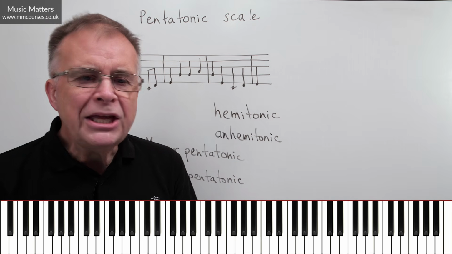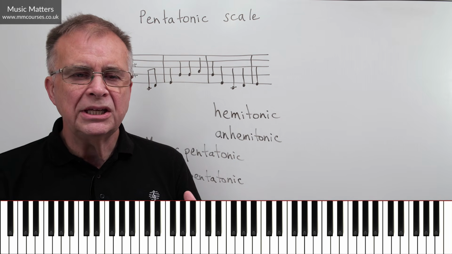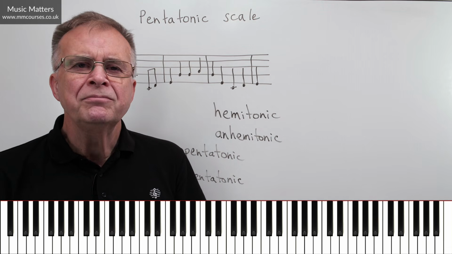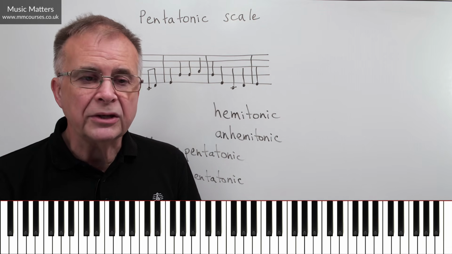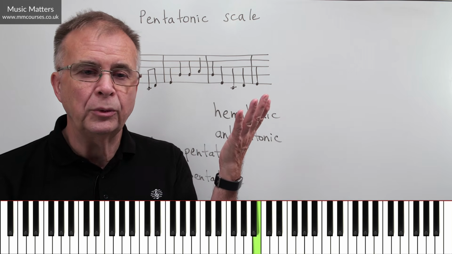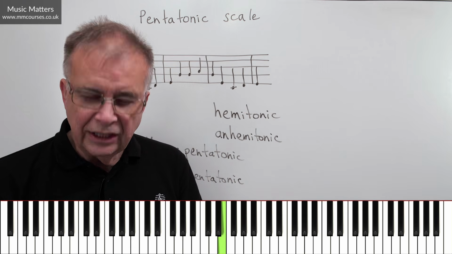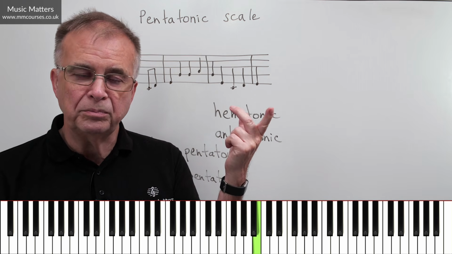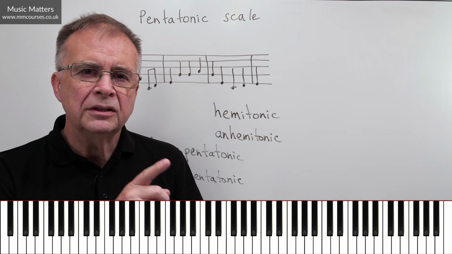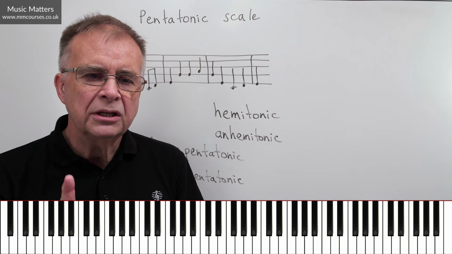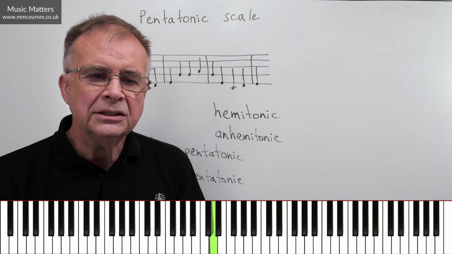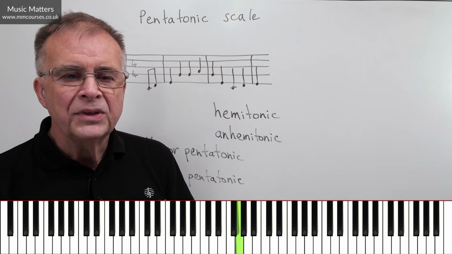But what we call the major pentatonic scale is most easily thought of as a sort of incomplete major scale. So if you think of a major scale, we just talked about C major, didn't we? C, D, E, F, G, A, B, before we go back to C. 1, 2, 3, 4, 5, 6, 7. Back to number 1 again. Well, just think of this as using the first, the second, the third, the fifth, and the sixth degrees of the scale.